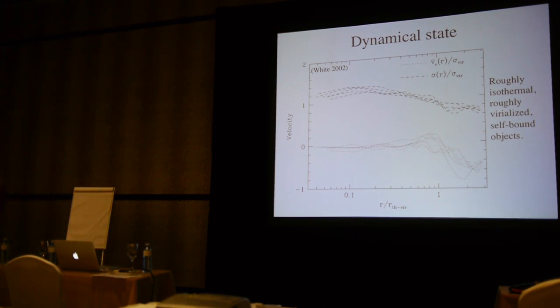This just shows a plot, one of many you can find in the literature, showing the dynamical state of the halos. So this shows you the velocity dispersion as a function of radius in terms of what I refer to here as the top hat virial radius, that is the virial radius that you would have got using spherical top hat collapse. And this shows you the mean radial velocity in radial shells.